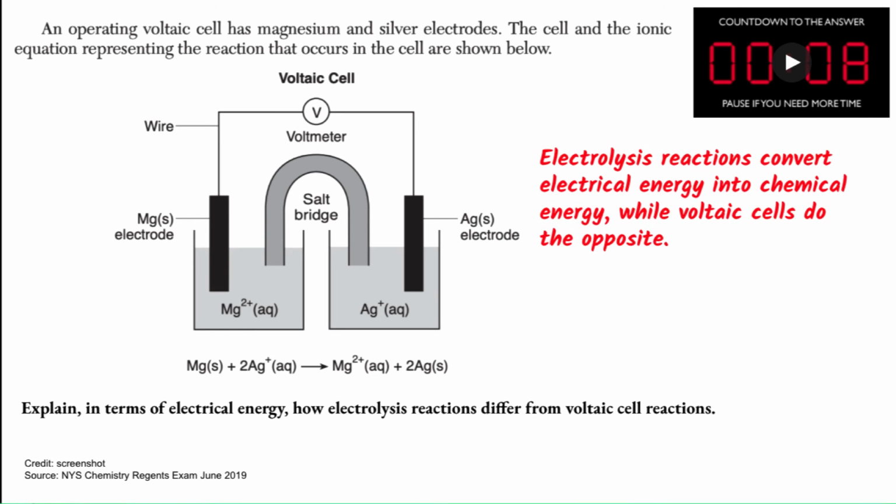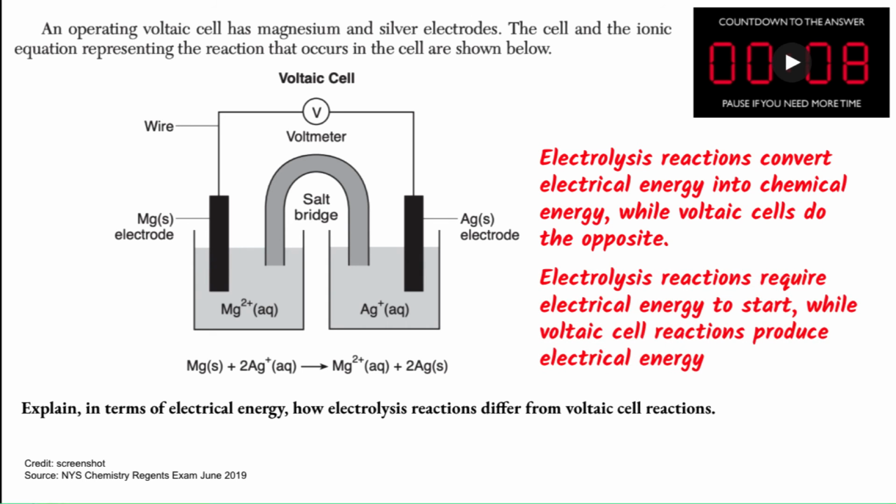There are a couple of different ways that you could have thought about answering this question, but you wanted to make sure you were explaining in terms of electrical energy. So two ways you could phrase this would be electrolysis reactions, which are what is happening in an electrolytic cell, convert electrical energy into chemical energy, while voltaic cells do the opposite. They convert chemical energy into electrical energy. Another way you could say it is electrolysis reactions require electrical energy to start, while voltaic cell reactions produce electrical energy.